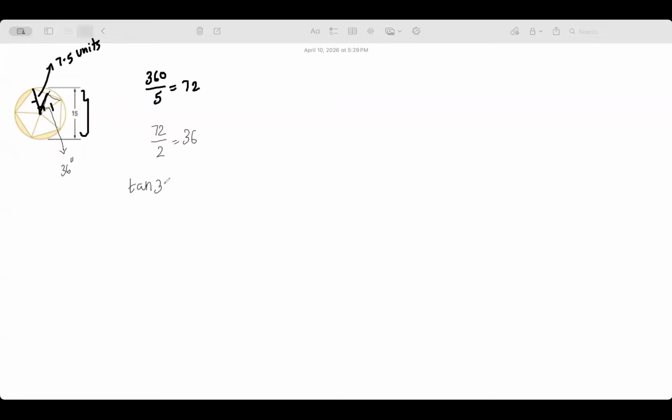Tan 36 will be equal to this, let's say this is x, divided by 7.5. Somebody needs to help me. What is 7.5 tan 36? Please put it in degrees.